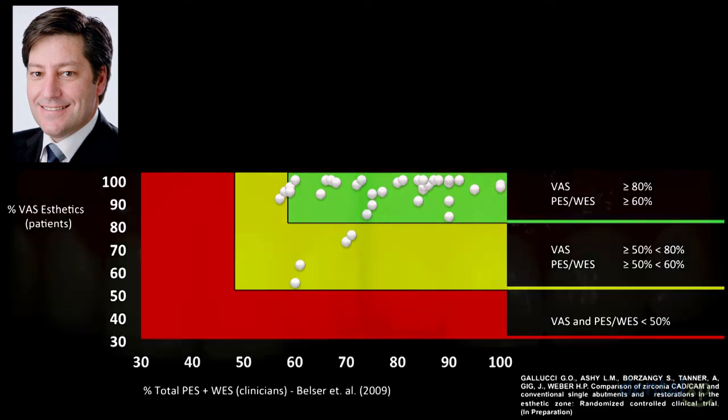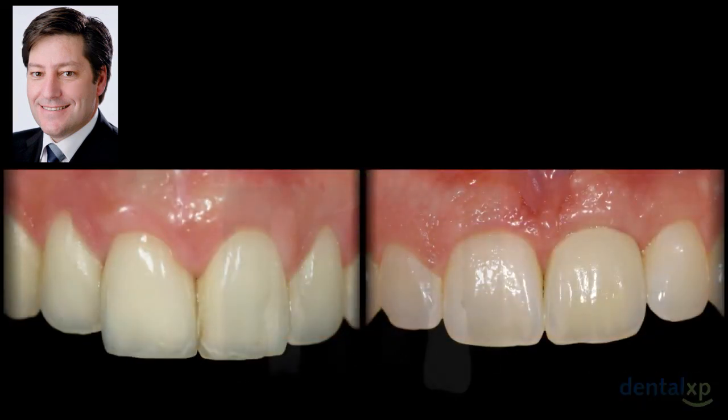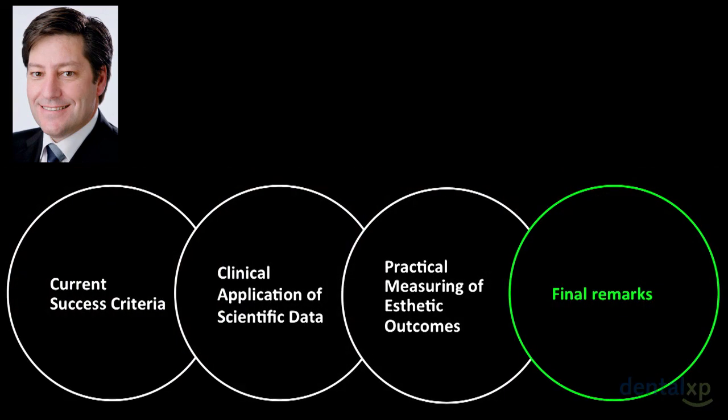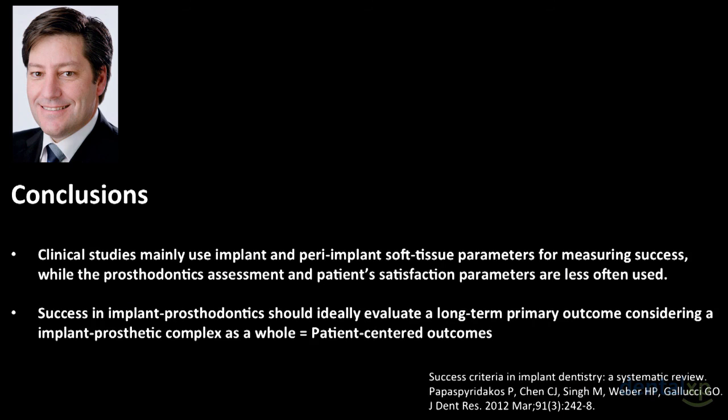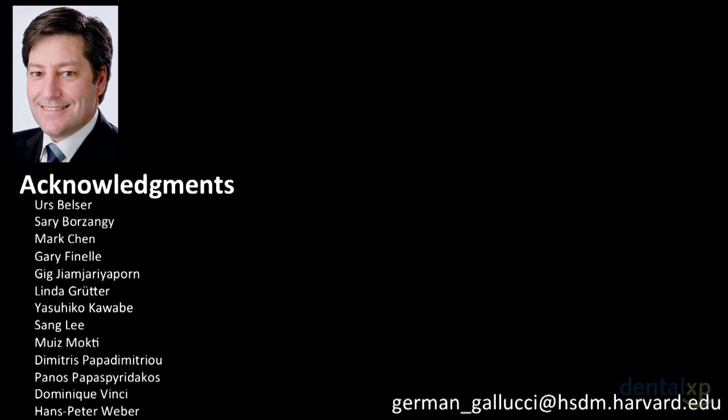That being said, dear colleagues, I want to show you the last conclusions, and I will say that we need to include all these 4 parameters: implant, soft tissue, prosthetic, and patient satisfaction. And the moment we start addressing the implant prosthetic as a whole, we will certainly improve our aesthetic outcomes, knowing that we need to treat the patient and not just place an implant.